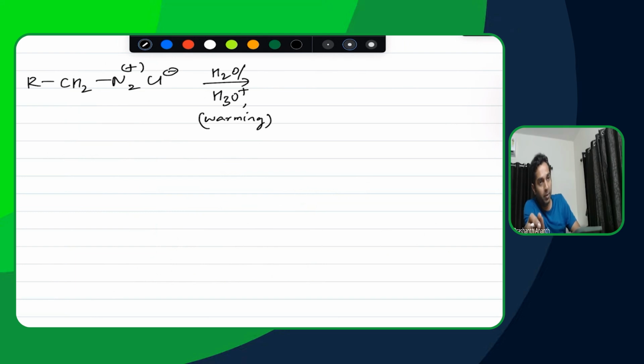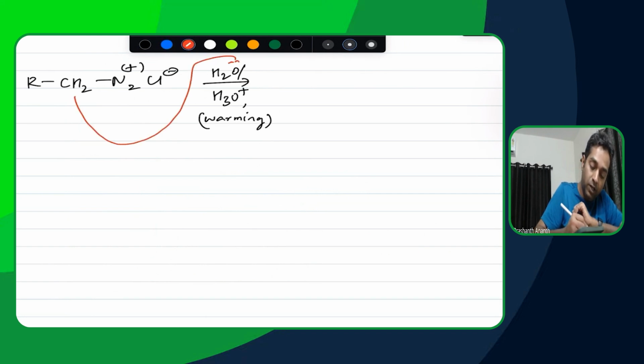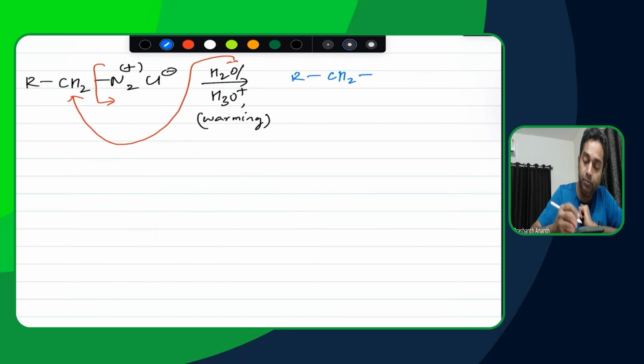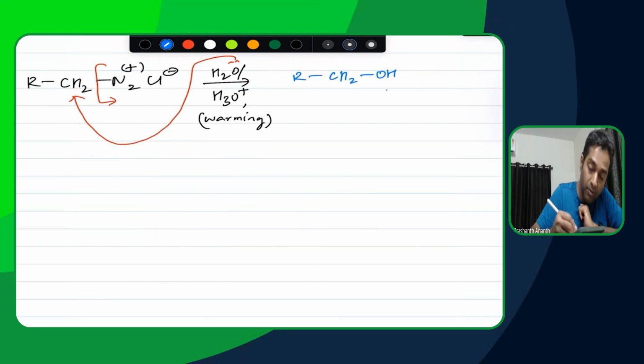Now, what is going to be happening in this process when you do this? You will simply have the water molecule becoming the nucleophile, which will come and attack here and kick out the nitrogen as a gas molecule. So why is this reaction going to be happening very easily in the forward direction? What is going to be the product here? You will get RCH2OH plus you will get N2 gas being kicked out.